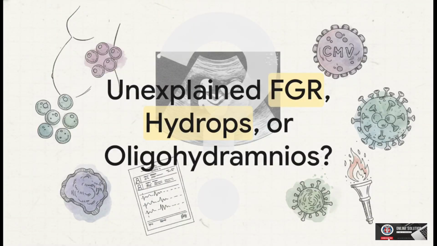Picture this. You're out there on the wards. You grab a patient's chart, and you see unexplained intrauterine growth restriction, maybe non-immune hydrops, or oligohydramnios. So, what should instantly trigger your clinical suspicion? Ding, ding, ding, it's the TORCH infections.